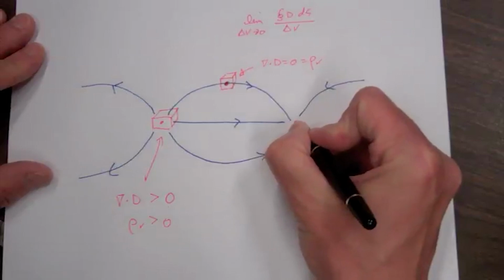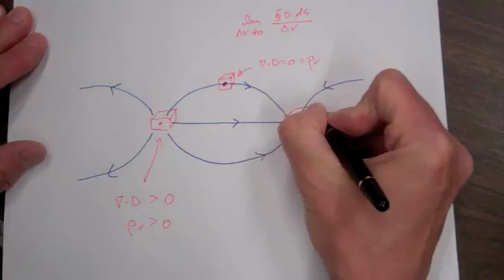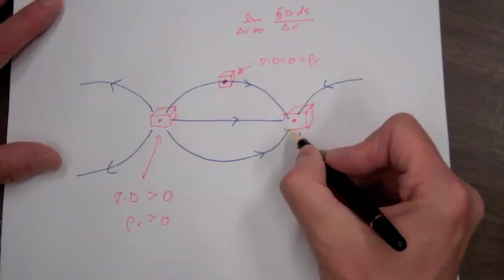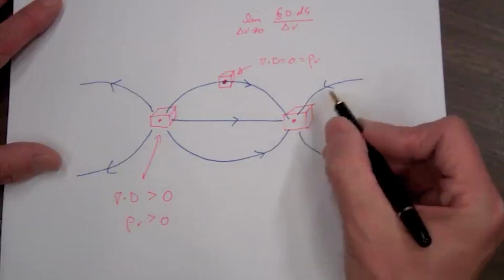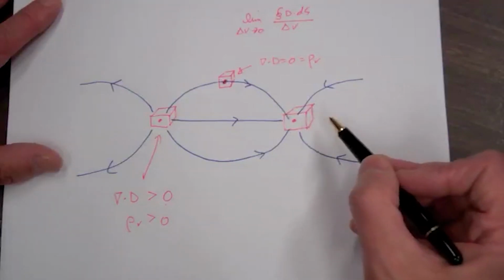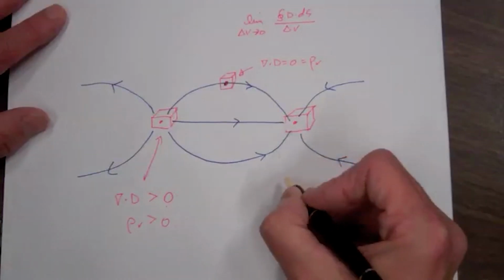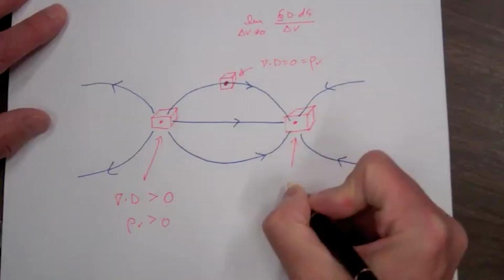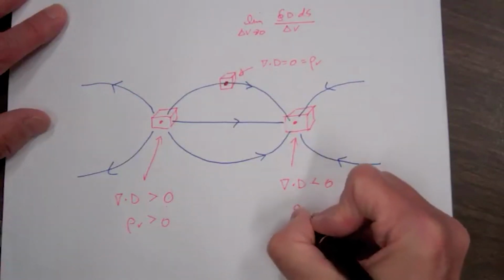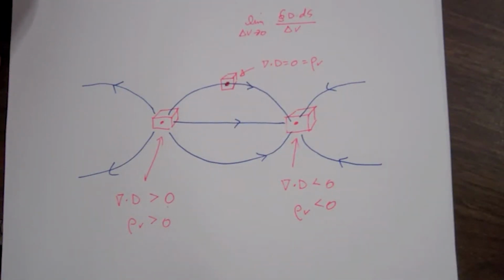So finally, let's look at this point right here. Again, think of a small volume around that point. The integral of D dot dS on the surface of this small volume is going to be negative because all the flux everywhere enters the volume, so the integral of D dot dS is going to be negative around the surface. So at this point, the divergence of D is less than 0, so the charge density at that point is less than 0.